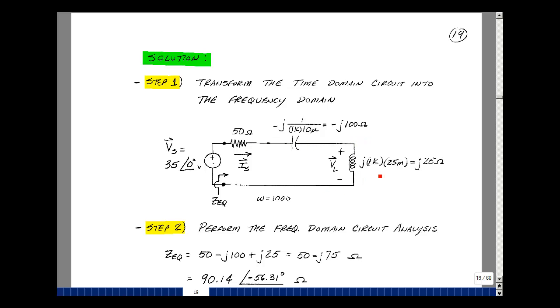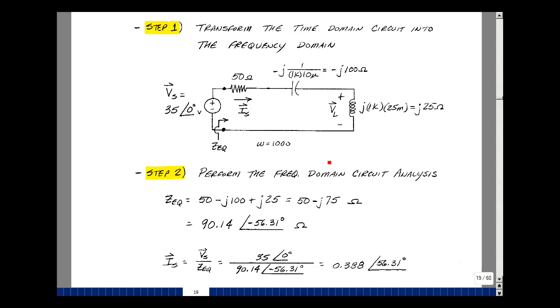The inductance is j omega L. Omega was 1000, L was 25 millihenries, so I get j 25 ohms. Now I want to solve for this current, which was I sub s of t, and V sub L of t, but in the frequency domain this becomes a phasor I sub s and V sub L. I'll put the broken arrow over them to indicate that it's a phasor.